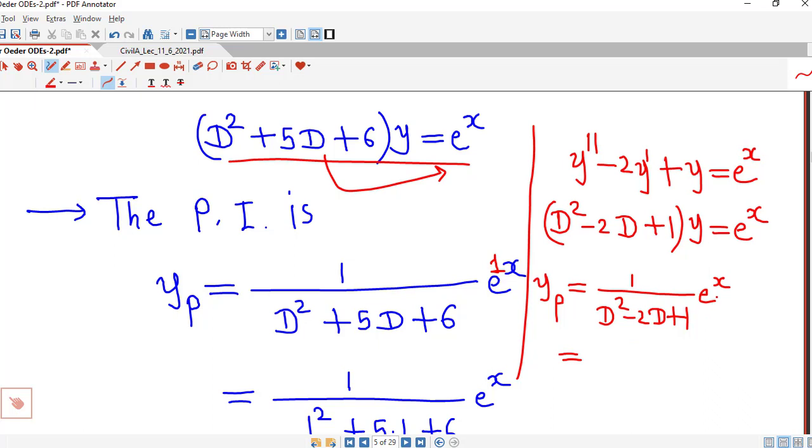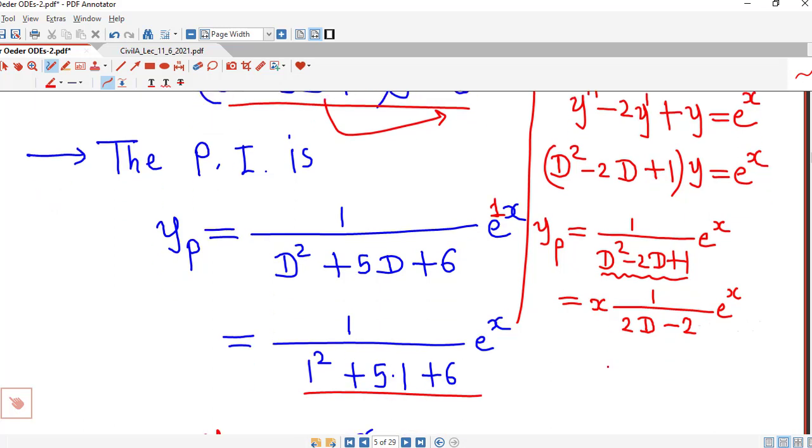Now if we put the coefficient of x, which is 1, if we put D equal to 1 here, we can see the denominator is going to be 0. So we have to differentiate with respect to D here. The derivative of D square minus 2D plus 1 with respect to D is 2D minus 2, and here we write x, and once we differentiate we multiply by a single power of x.